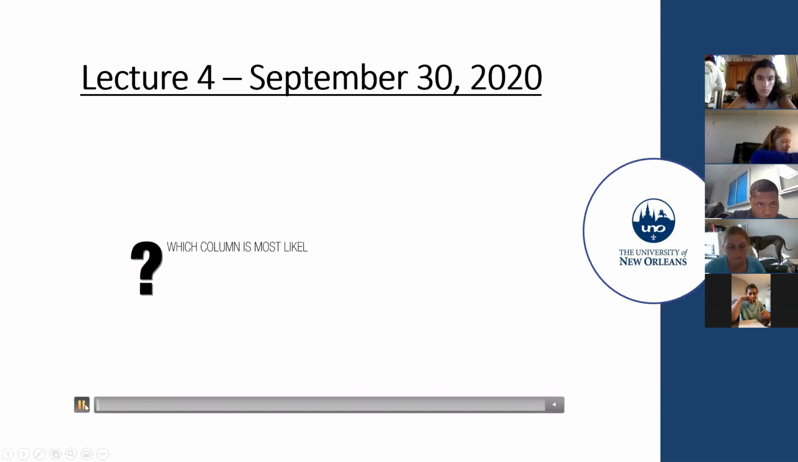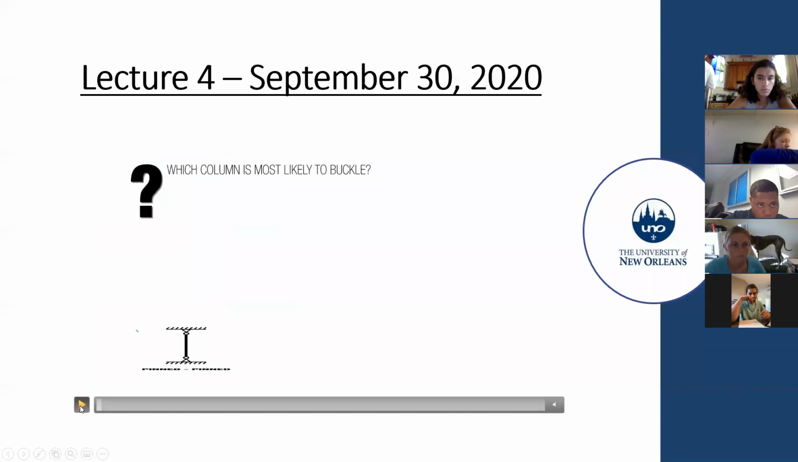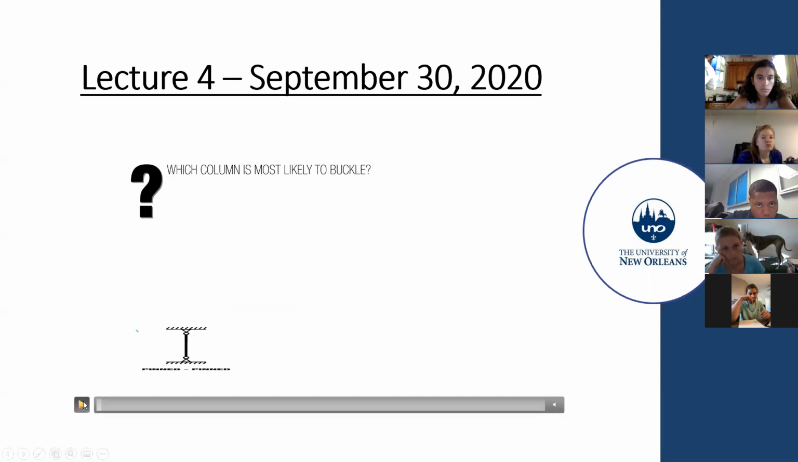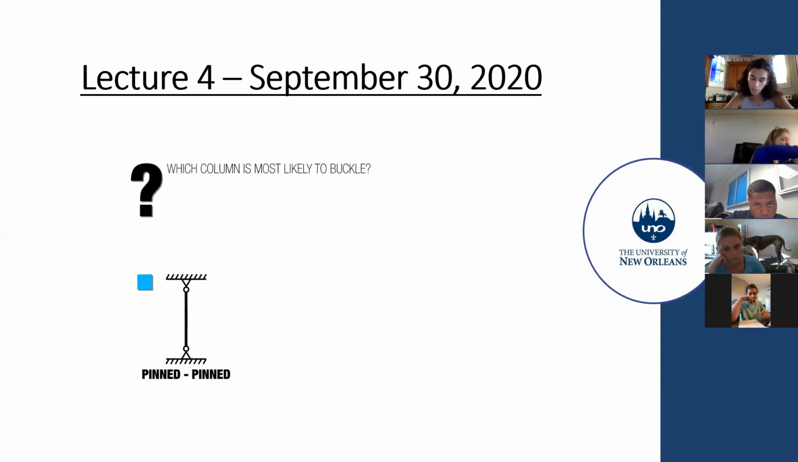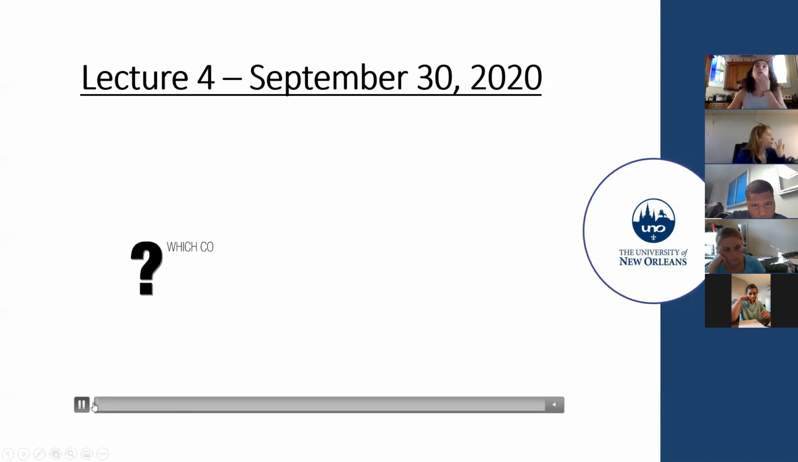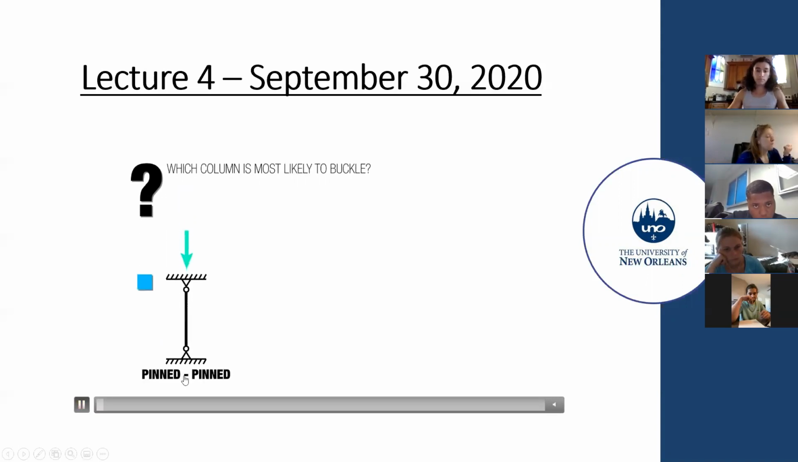So in this video, we're gonna look at which column is most likely to buckle. There are different types of columns, different configurations of connection types. The first one we will see is pin-pin. It's a pin connection on both ends. And this little signal, the red circle, tells you the connection type, it's a pin connection.